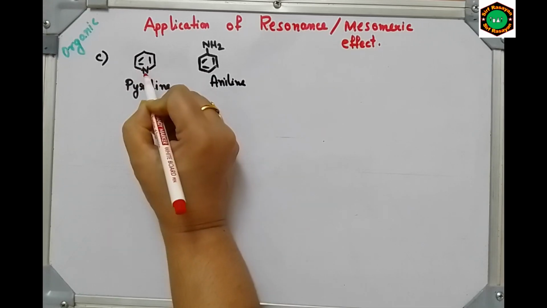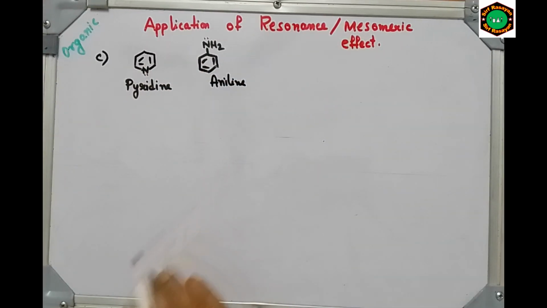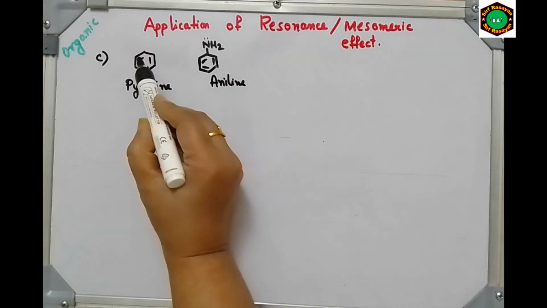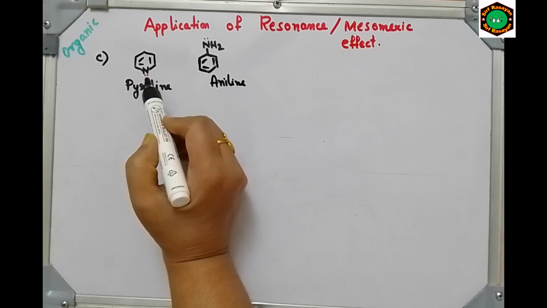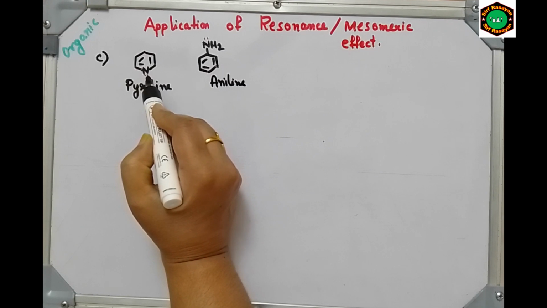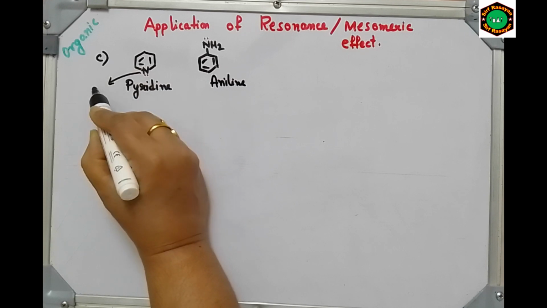Now find out between pyridine and aniline which is more basic. You can see pyridine has 1, 2, 3, 4, 5, 6, 7, 8 electrons. But out of these 8 electrons, the lone pair of electrons on nitrogen is not involved in resonance. Why is it not involved in resonance? Because this nitrogen is sp2 hybridized.